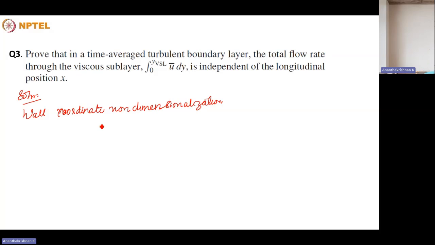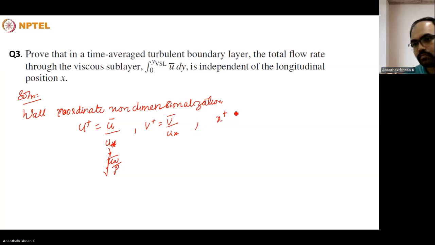So what we could write is that the non-dimensional value of velocity u plus can be written as the average velocity divided by u star, where the u star term is a friction velocity or shear velocity that could be written as root of shear stress divided by the density. Similarly, the v plus can be written as v bar divided by u star, the same shear velocity.